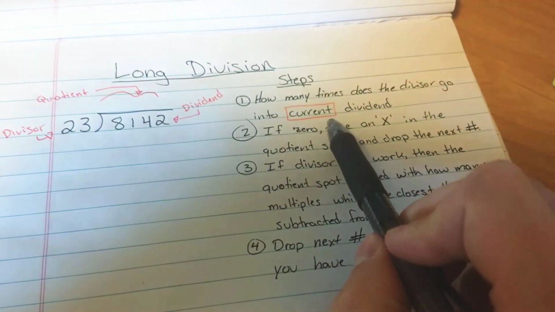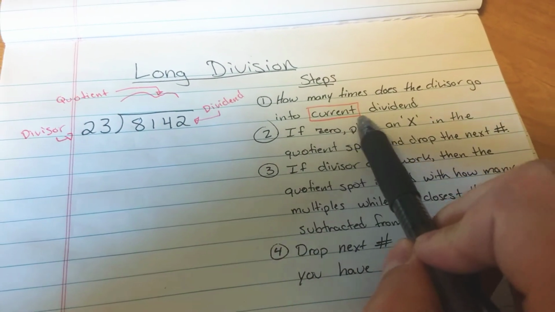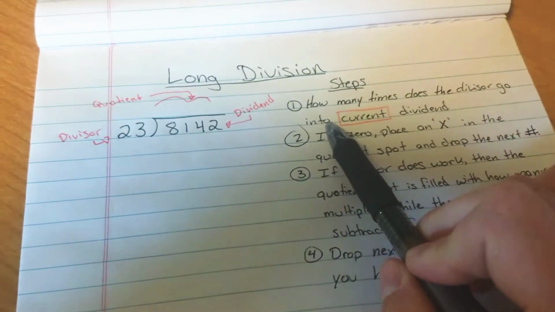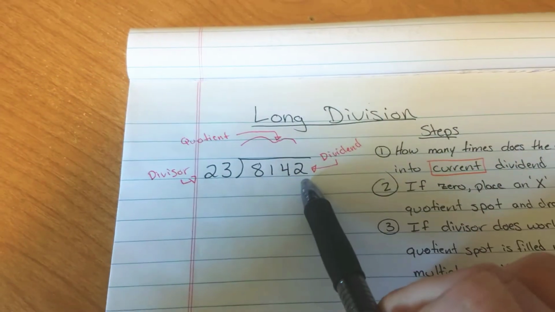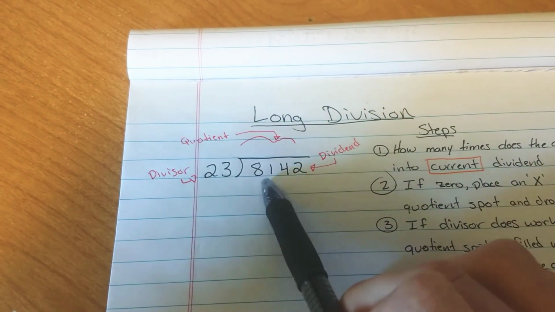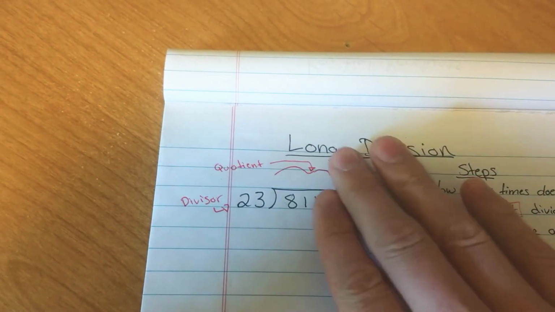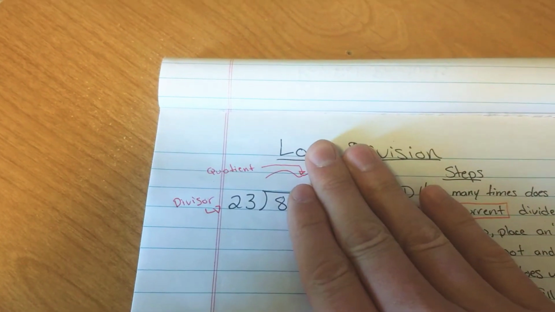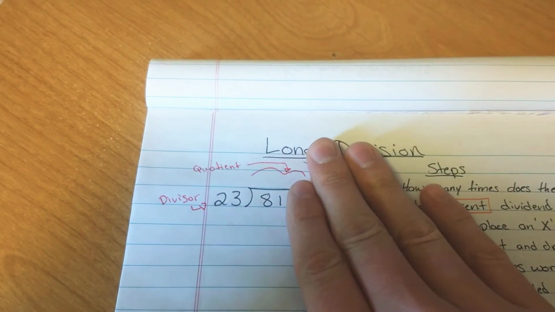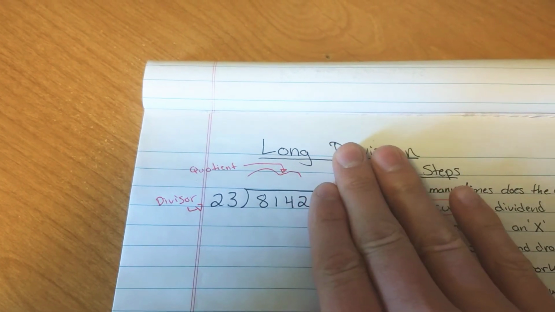Now I have this word current kind of boxed off because when I divide, I don't work with this entire number at once. I don't work with an entire dividend at once. I actually work with it in part sections, so I'm going to work with it as an 8, then the 81, and so forth.